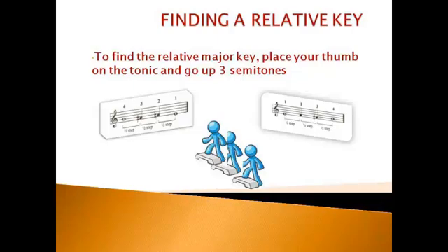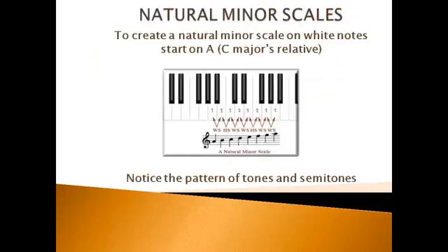C major and A minor are relatives. They use exactly the same notes. The difference is that C major starts on C and goes to C. A minor starts on A and goes to A. When you're creating a natural minor scale on white notes, of course you're going to start on A, which is C major's relative. What gives the natural minor scale its unique sound is that there are 2 semitones, one between B and C and one between E and F. A natural minor scale will sound like this.